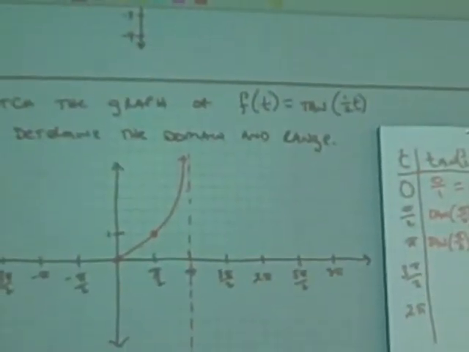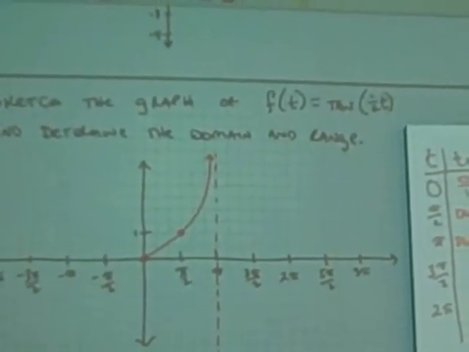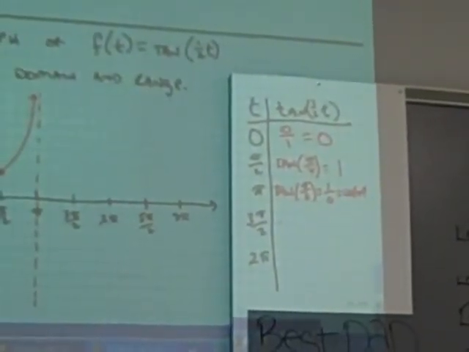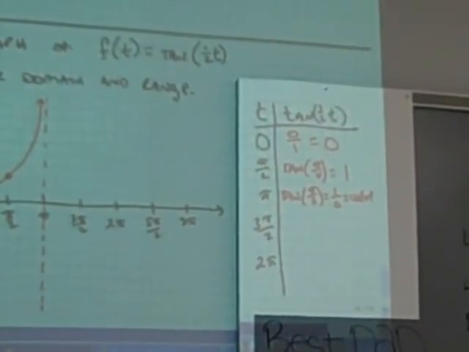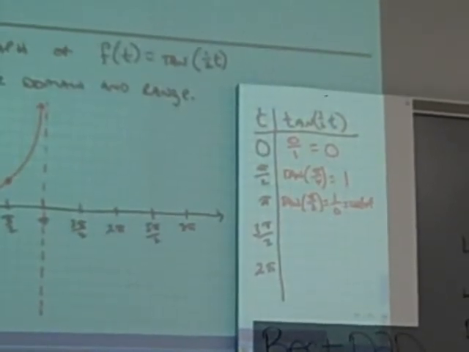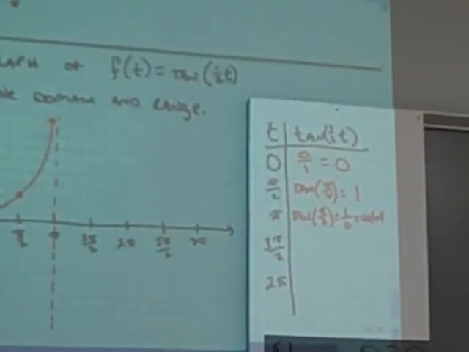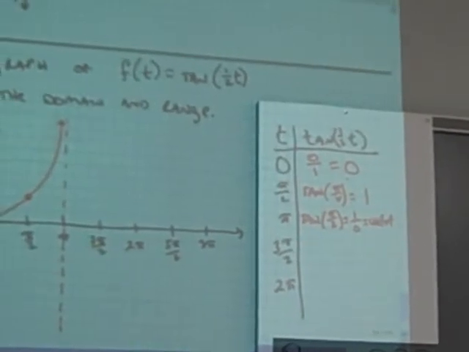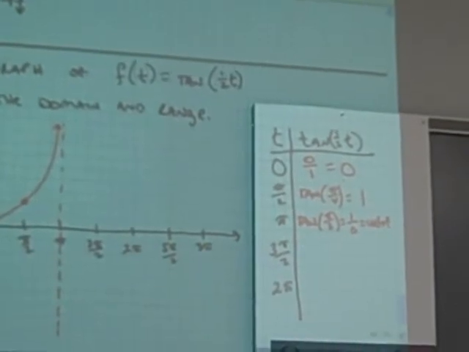Let's go and do 3 pi over 2. What's 1/2 times 3 pi over 2? 3 pi over 4. What's the tangent of 3 pi over 4? It's negative 1: square root 2 over 2 divided by negative square root 2 over 2, so it's negative 1.